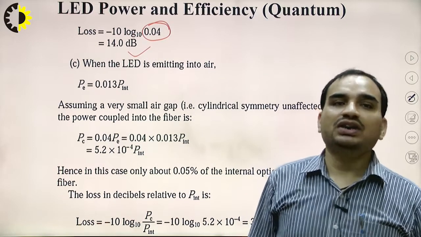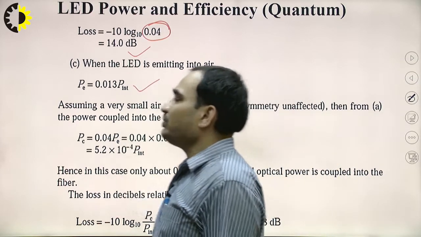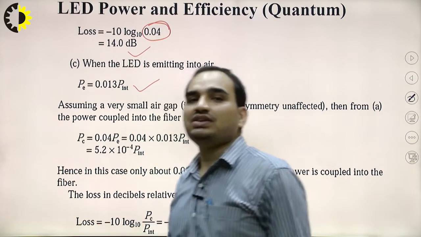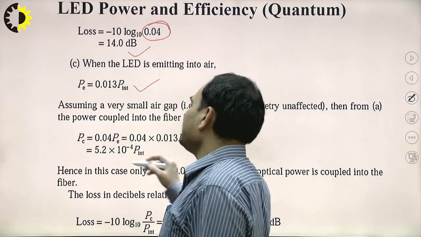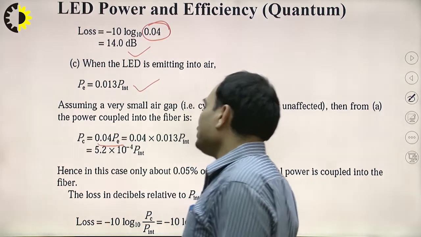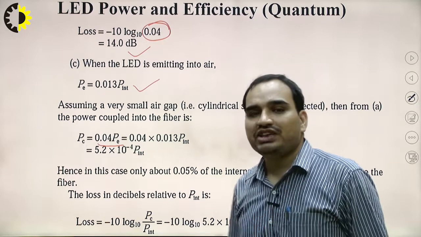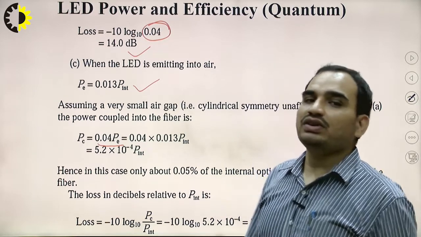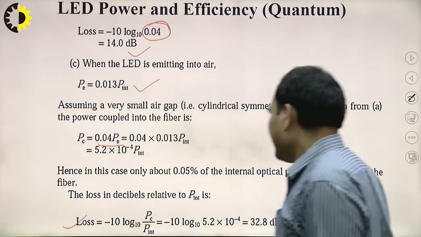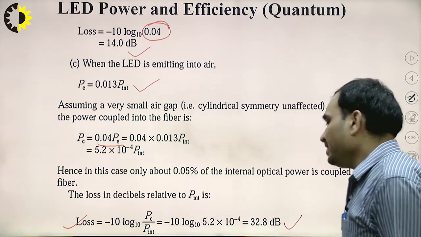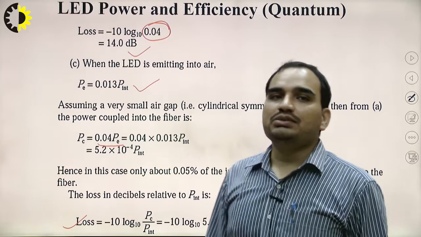For the third part, the power emitted can be calculated as 0.013 of the internal power generated. So we can calculate the coupled power, that is 0.04 times P, which is 5.2 × 10⁻⁴ of the internal power. Then we can calculate the loss in decibels relative to it. In this case, we get 32.8 decibels.